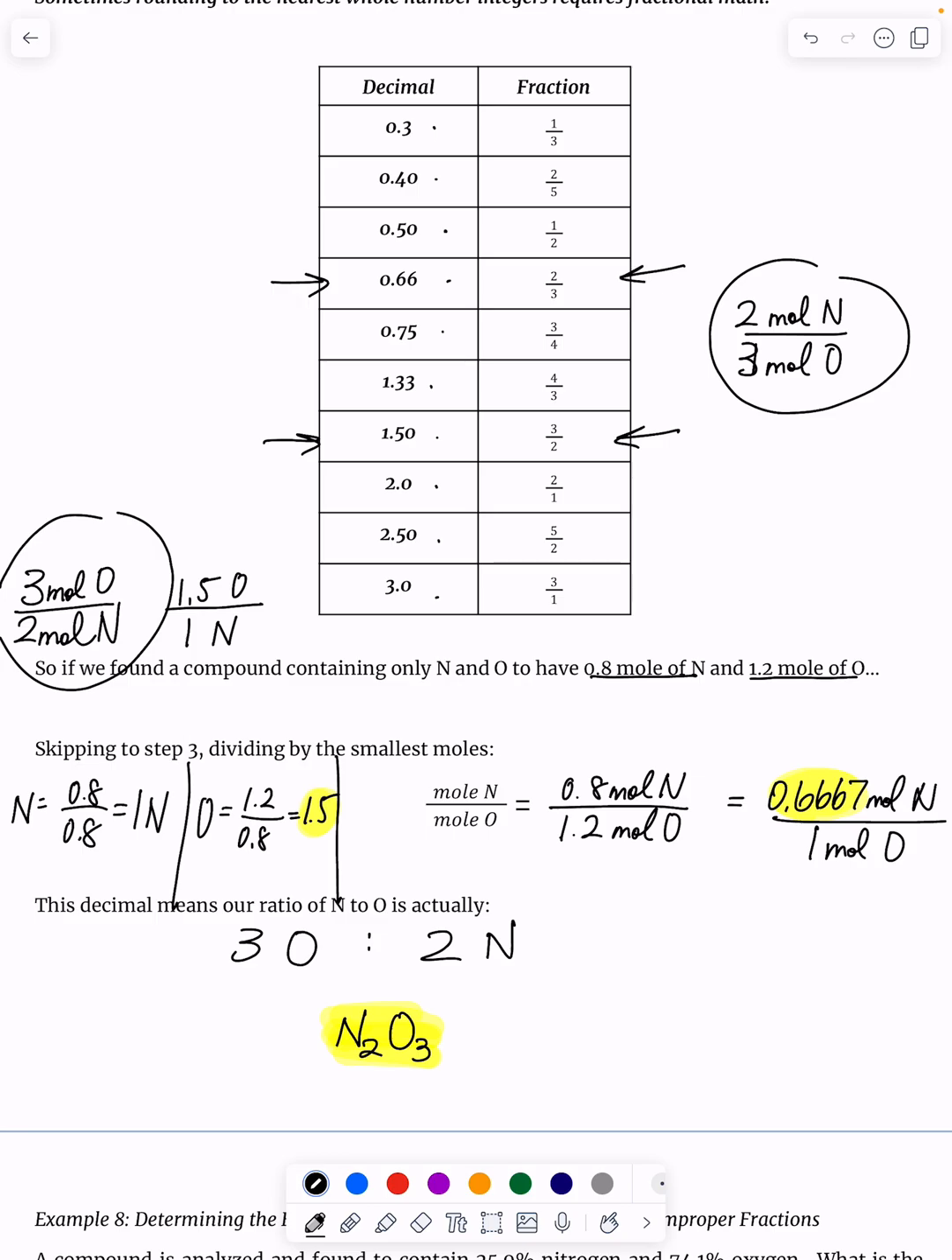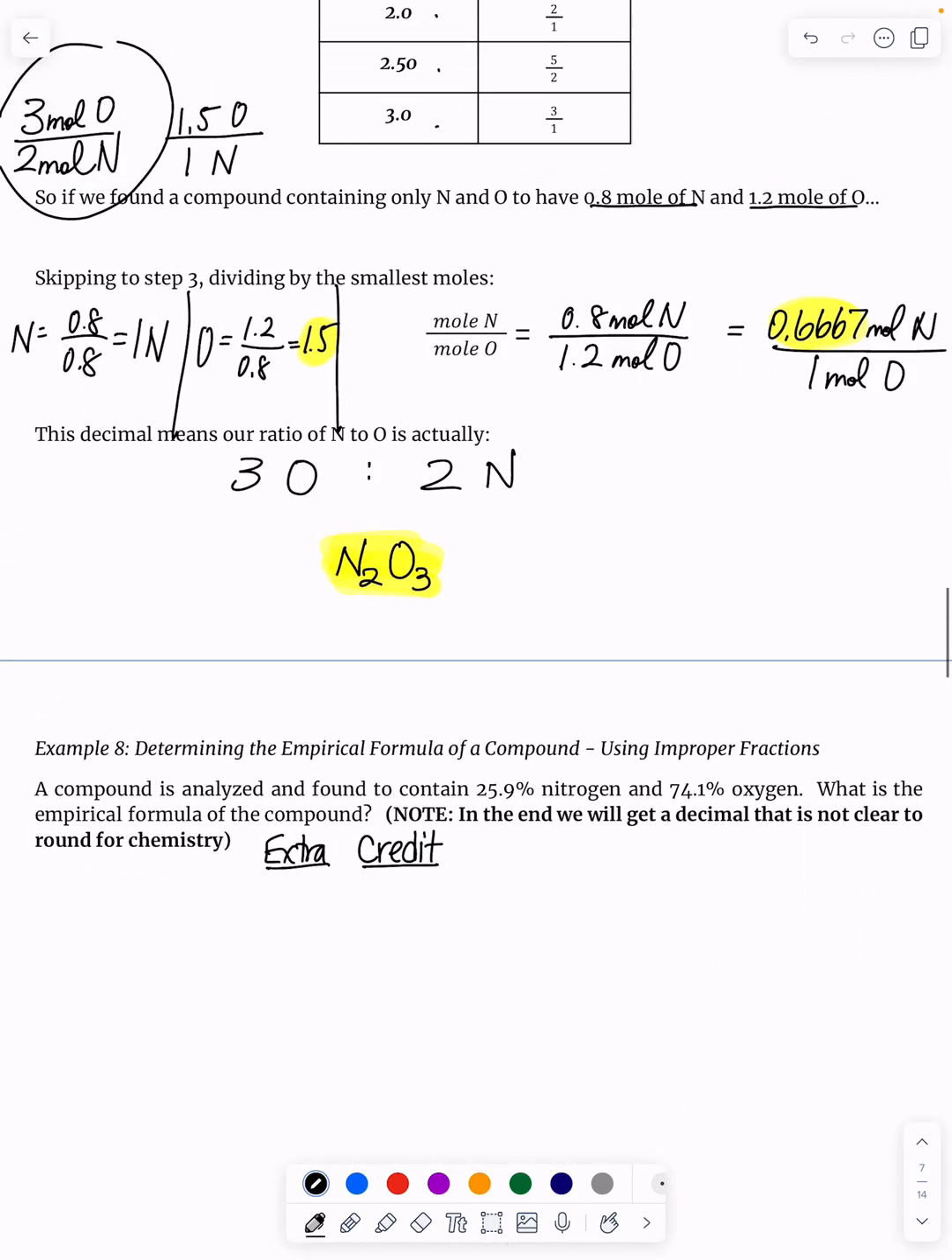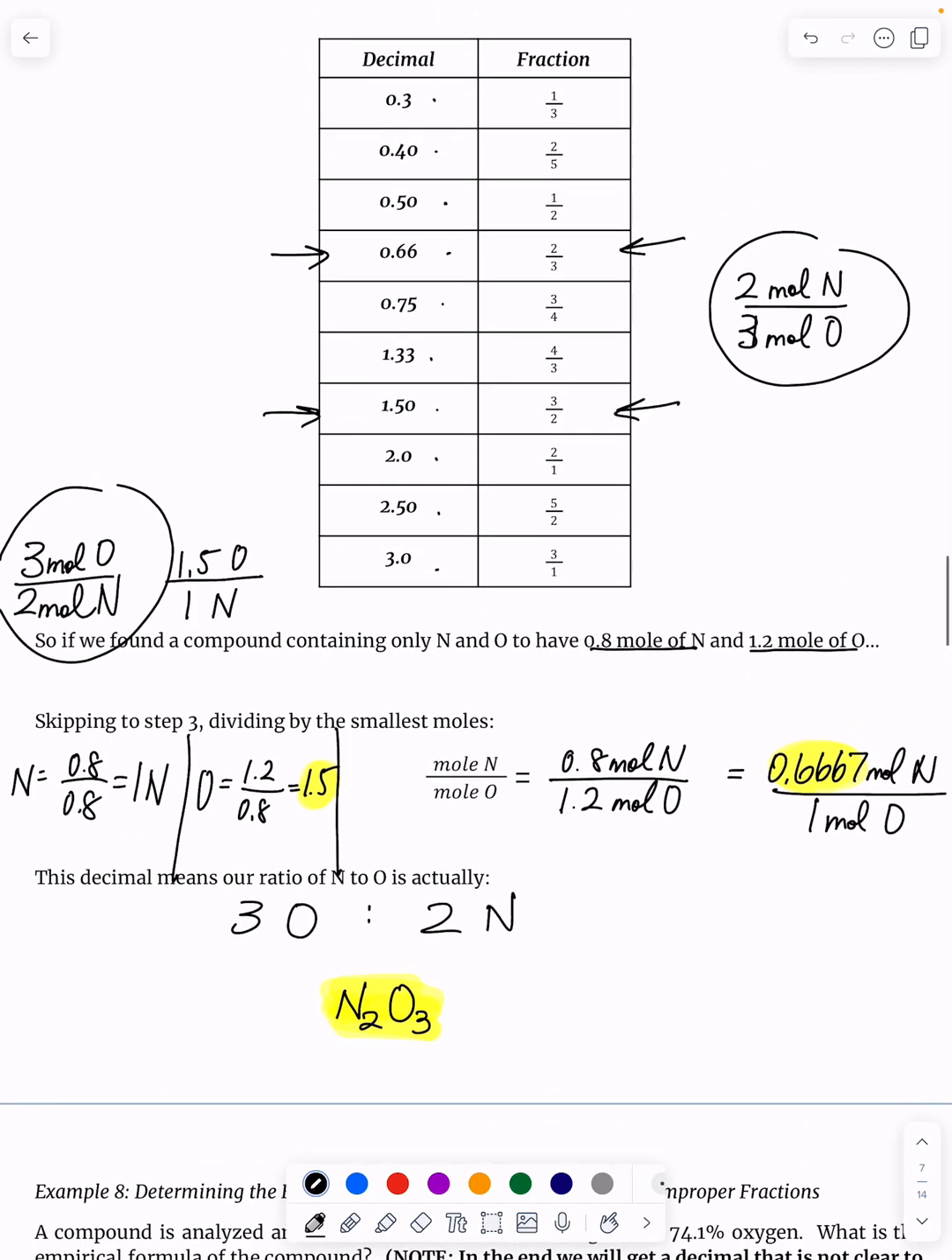All right, so I'm going to end this little video here. Just more examples of determining empirical formula. We did another example, and I showed you an example of what would happen if we don't have whole numbers here. In our last video, we'll be talking about putting it together with molecular formulas and determining them from empirical formulas.